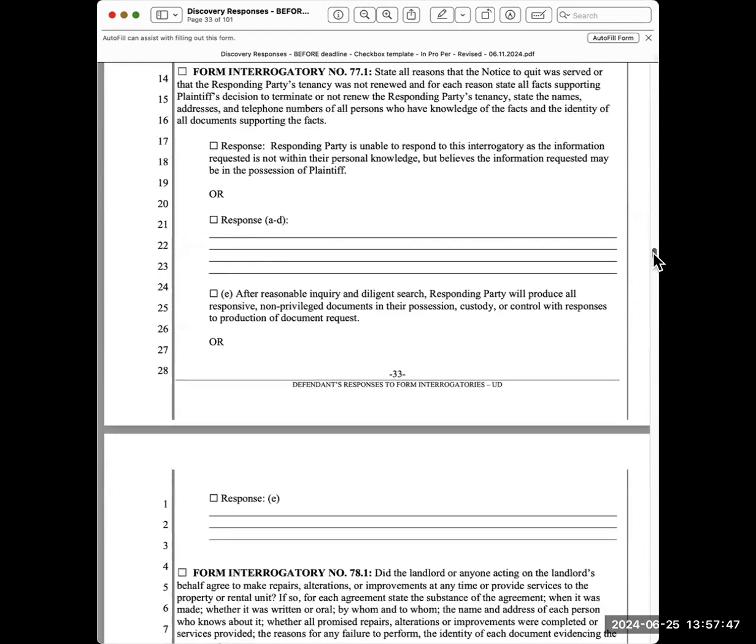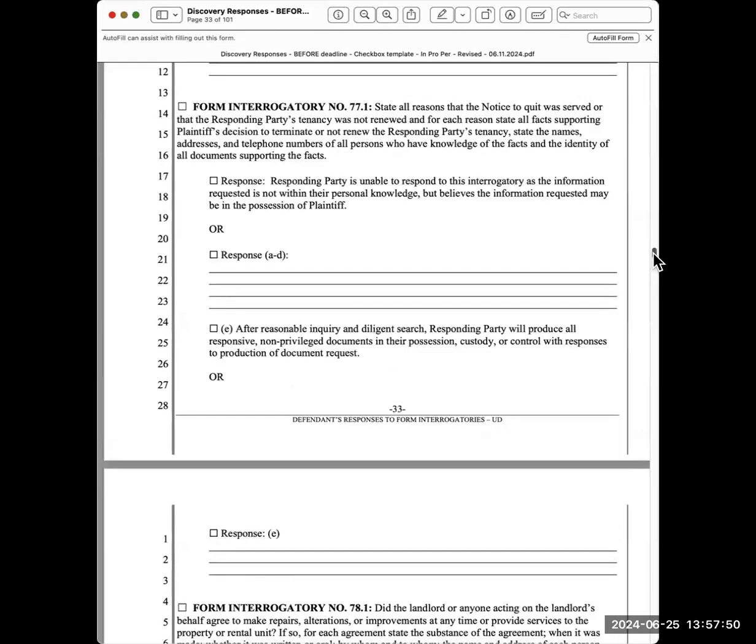Okay, 77.1. State all reasons that the notice to quit was served or that the responding party's tenancy was not renewed. And for each reason, state all facts supporting plaintiff's decision to terminate or not renew responding party's tenancy. State the names, addresses, and telephone numbers of all persons who have knowledge of the facts and identify all documents supporting the facts. This is typically a question that's asked of the landlord. It's asking for plaintiff's decision, right? So consider that when you're answering the question.